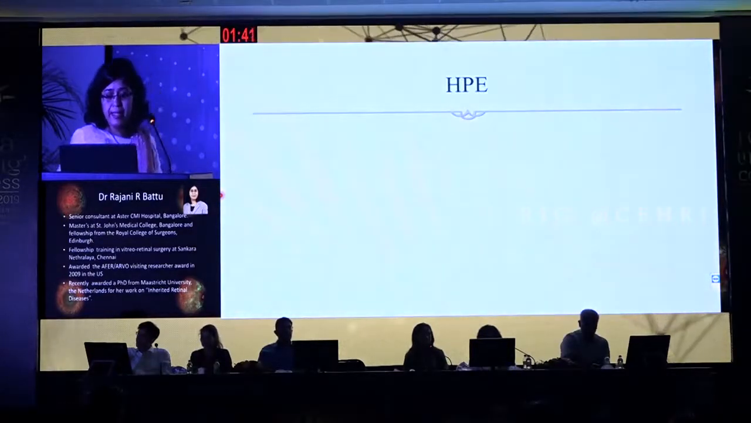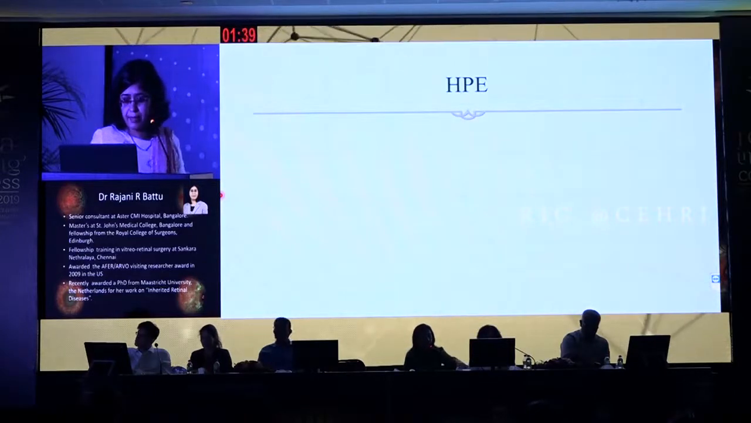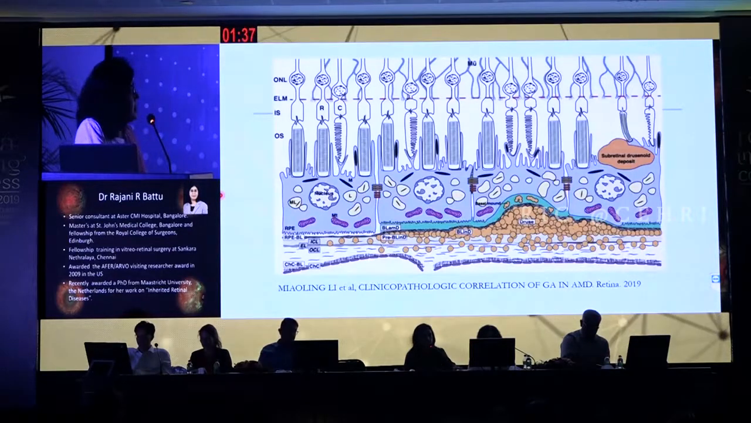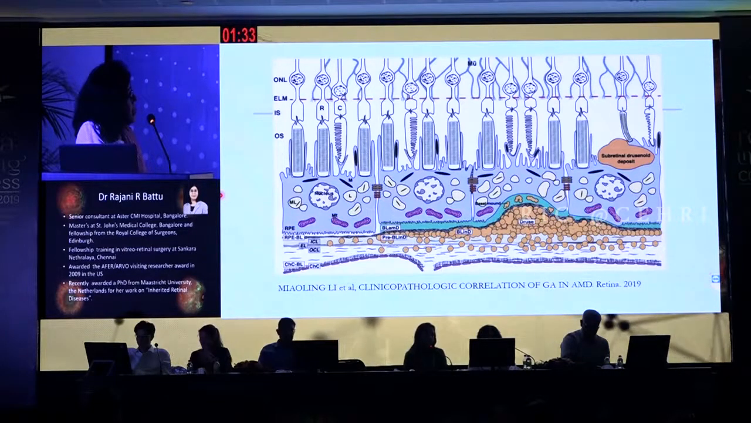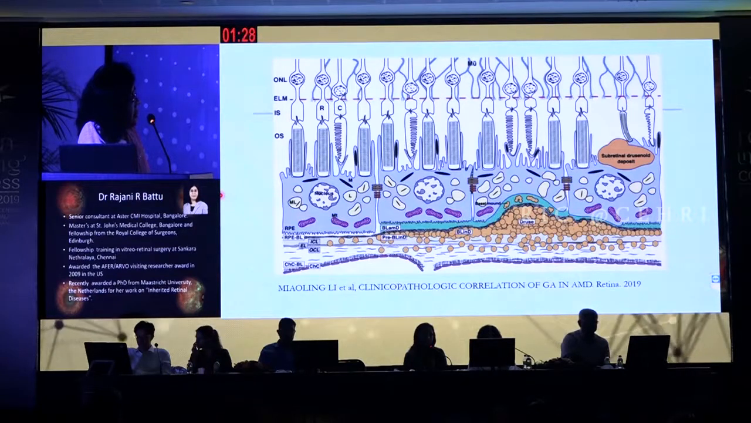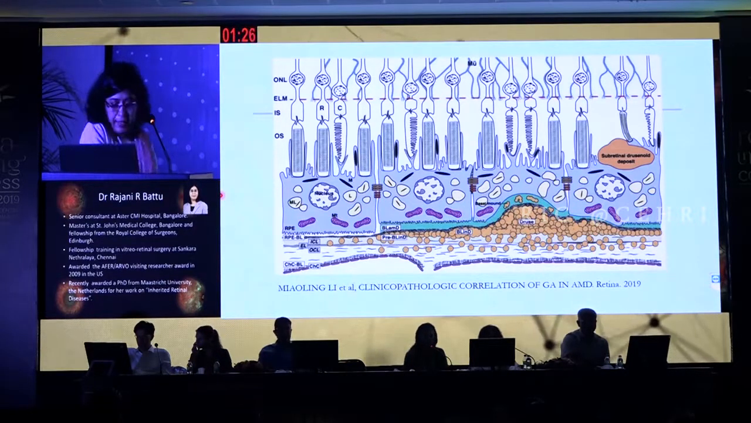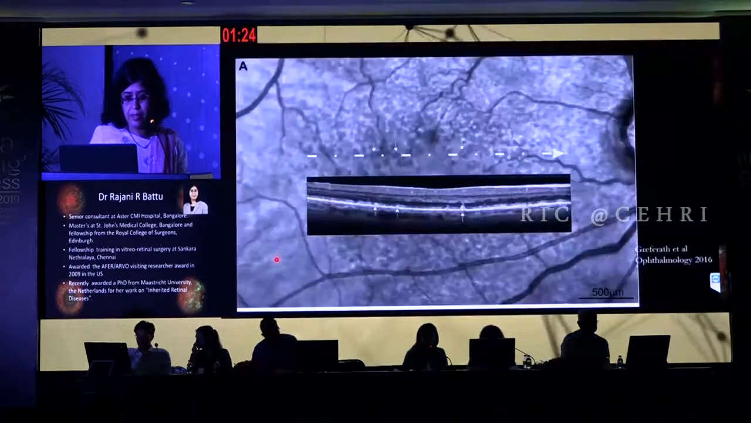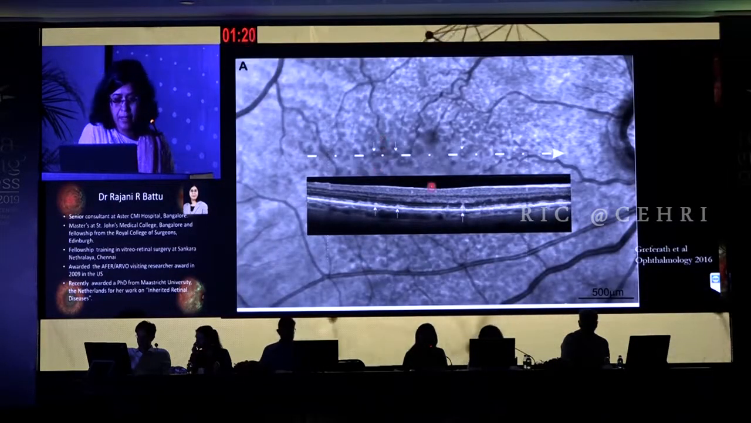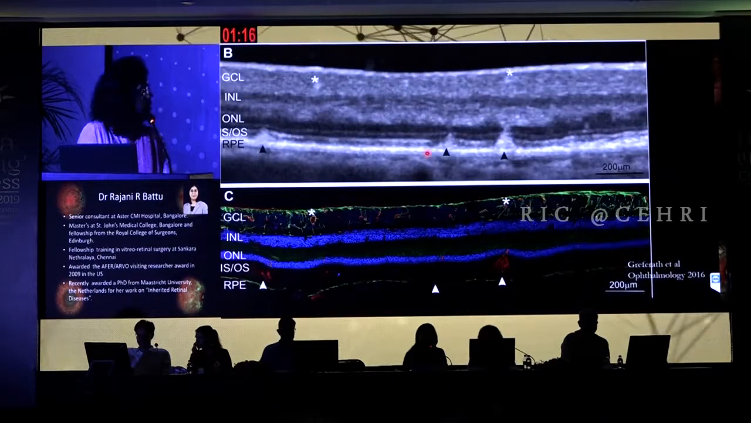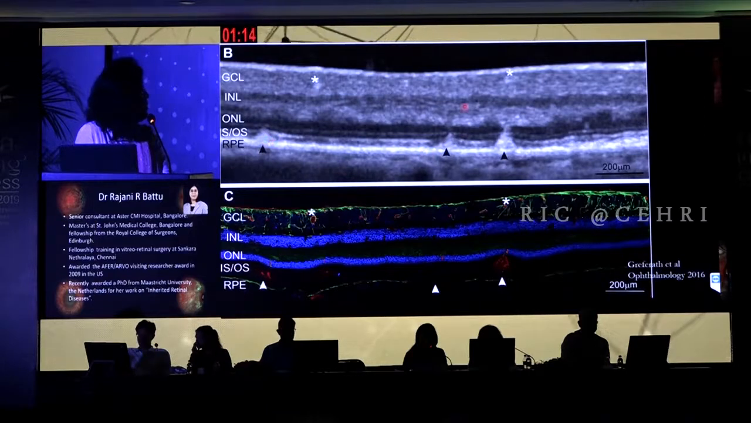There have been, interestingly, histopathological studies with some of these patients, and this is a schematic diagram that shows the retinal pigment epithelial cell. That's the rod outer segment and the subretinal drusenoid deposit just under that. Okay, so this is an in vivo picture of the same patient, which shows the multiple drusenoid deposits, and those are the deposits seen.